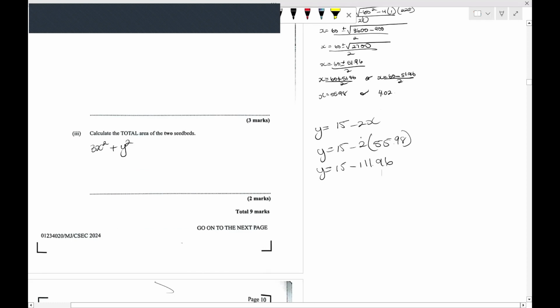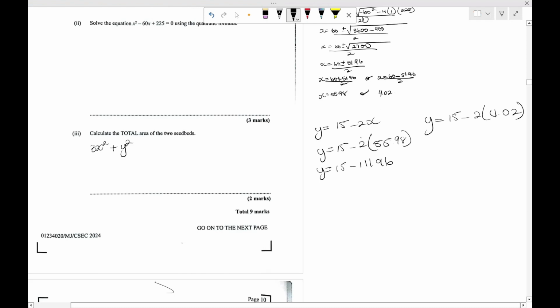Let's try it with 4.02. So y is equal to 15 minus 2 by 4.02. It already looks pretty normal here, right? That will be 8.04. Y is equal to 15 minus 8.04, right? That's 6.96. Right. So y is equal to 6.96. So we have that.